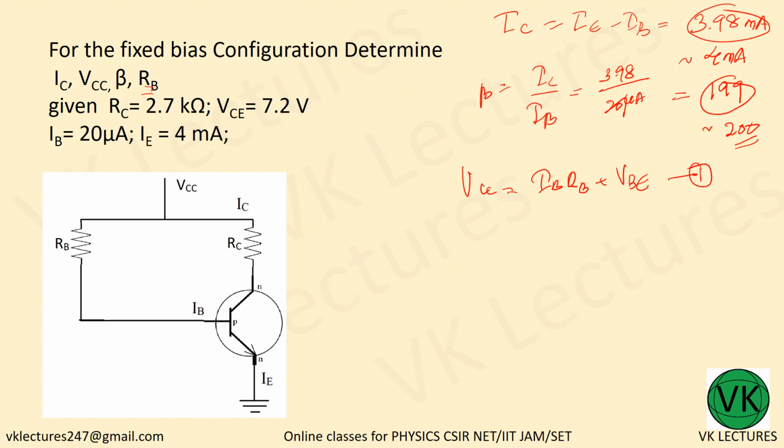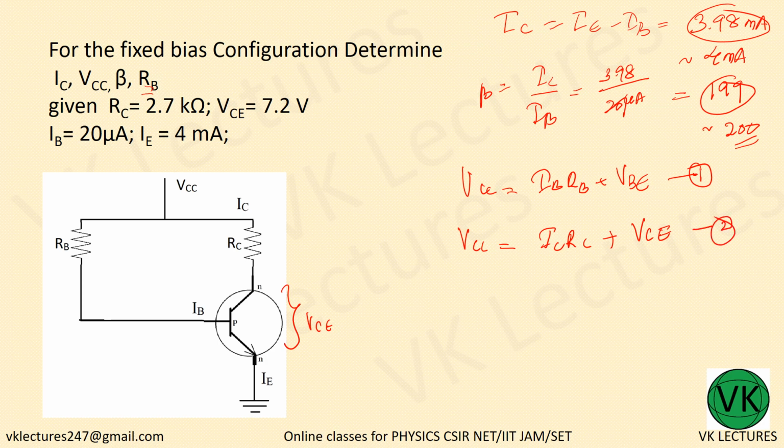Now go to the output. VCC equal to ICRC plus VCE. This voltage is VCE, right? Now let this be the second equation.